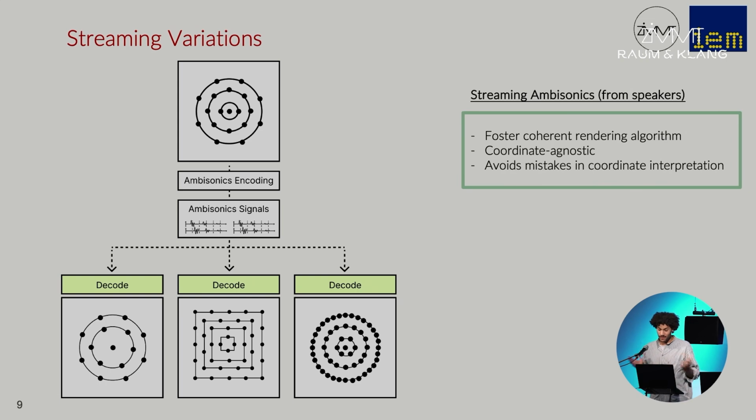And therefore, we could foster the rendering choice, for instance, by encoding the channels already into ambisonics.